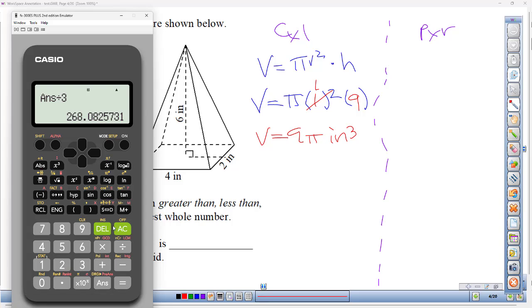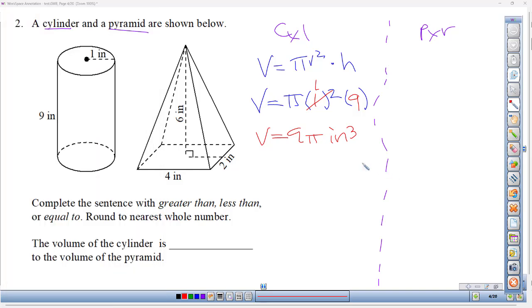So here's my calculator, and I'm just going to type in 9 and pi and hit equals. And I'm going to round it off to the 10th. So 28.2, should I leave it at 2 or should I move it up to a 3? I look at the 7, it tells me to move it up. 28.3. So volume equals 28.3 cubic inches.